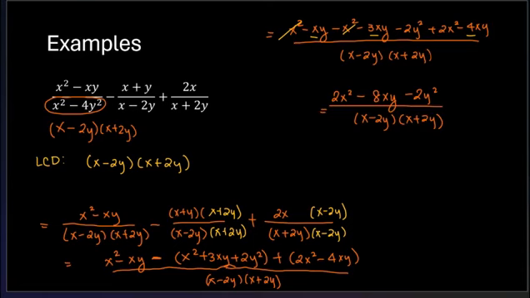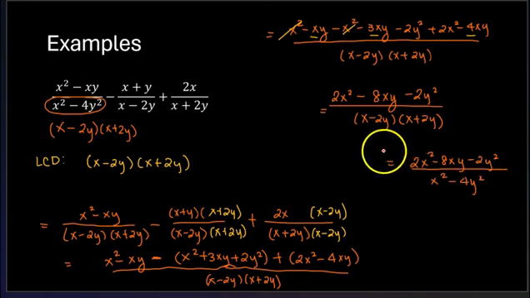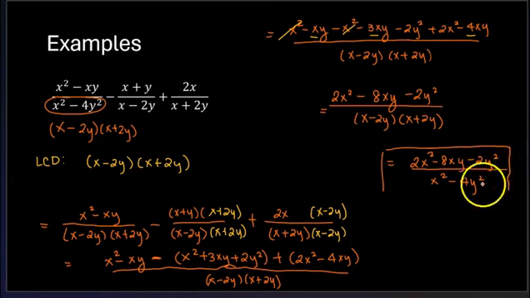So I'll just have to multiply my denominator, and that's it. That's your final answer. You can no longer simplify this. That's your final answer. So that's an example for addition and subtraction of rational expressions.